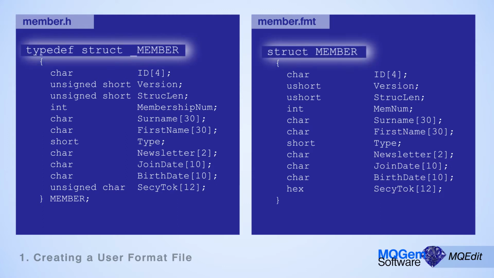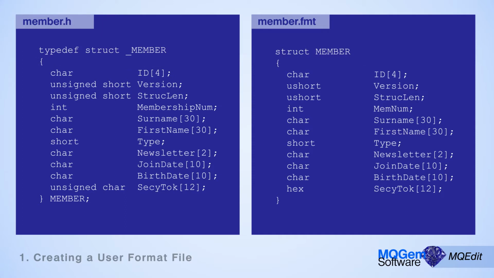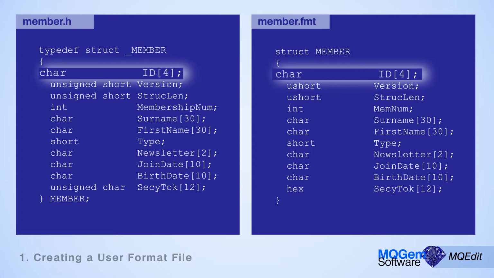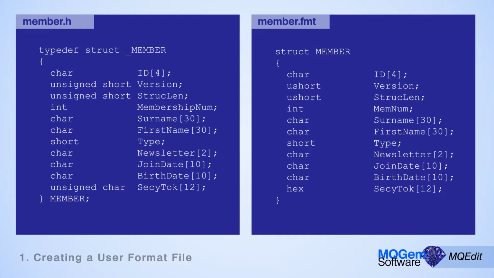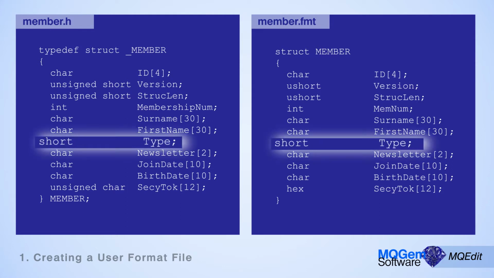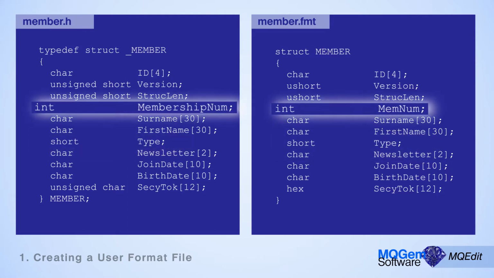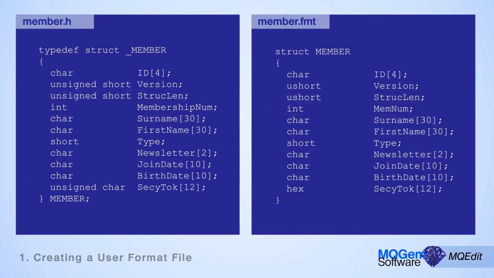The shape of the message is described in a struct, which has a name. Within the struct, the various fields are defined. String fields are described as a char followed by the length of the string in square brackets. Numeric fields come in various sizes. 2-byte short integers and 4-byte integers are demonstrated here.